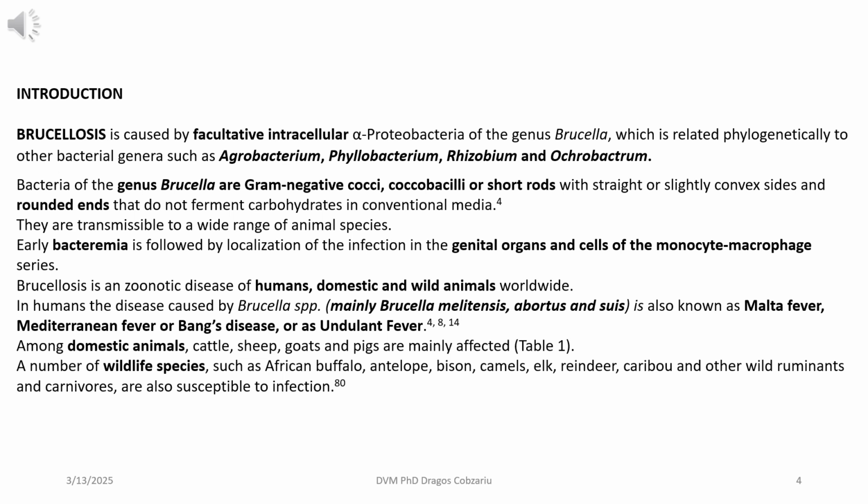Early bacteremia is followed by localization of the infection in the genital organs and cells of the monocyte-macrophage series. Brucellosis is an important disease of humans, domestic and wild animals worldwide. In humans, the disease caused by Brucella spp, mainly Brucella melitensis, abortus and suis, is also known as Malta fever, Mediterranean fever or Bang's disease, or as undulant fever. Among domestic animals, cattle, sheep, goats and pigs are mainly affected.